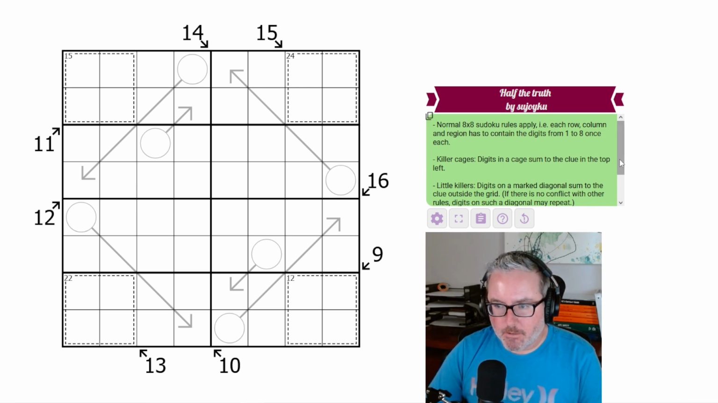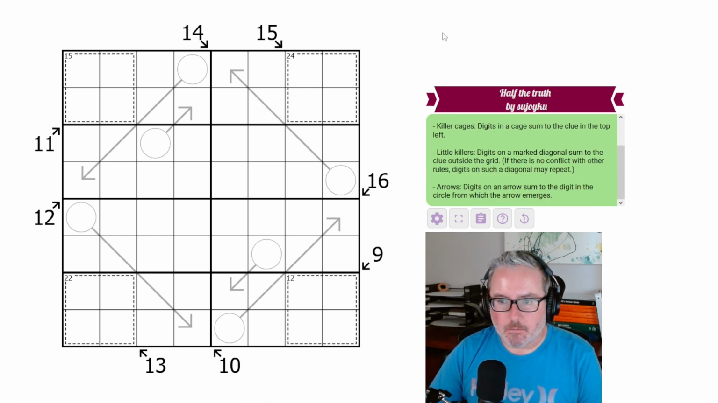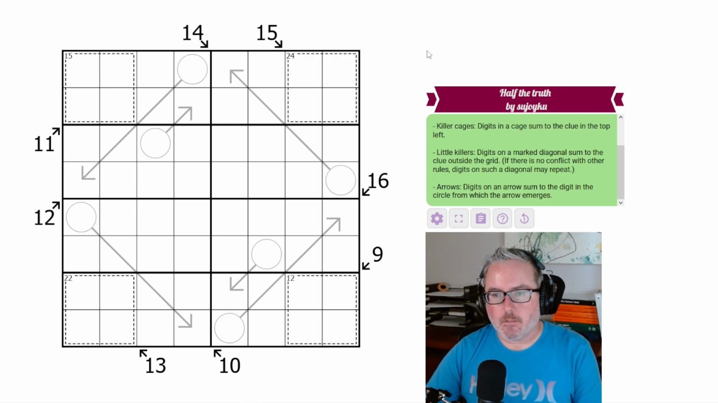Then we've got killer cages, so digits in a cage sum to the clue in the top left. We've got a couple of cages here, well, 4 of them, 1 in each corner, and we can look at them and say these 4 digits add up to 24, because that's the clue that's given.